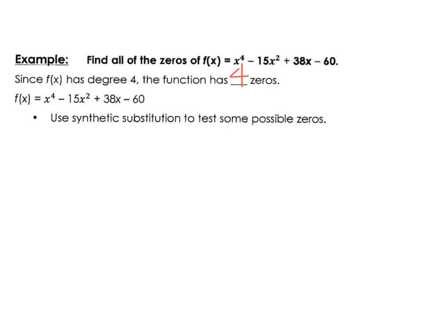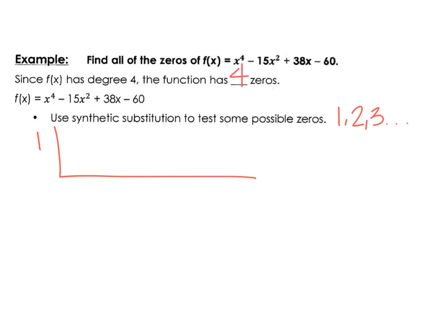Then we take our function and we want to first use synthetic substitution to test some possible zeros. In order to test some possible zeros, we want to first start with the most basic zeros, 1, 2, 3, 4, and so on, right? Start with your basics. It's pretty much just a game of guess and check right now. So start with 1 and do synthetic substitution and see if 1 is a 0. If we get a remainder of 0, then we know 1 is a 0 of the function.